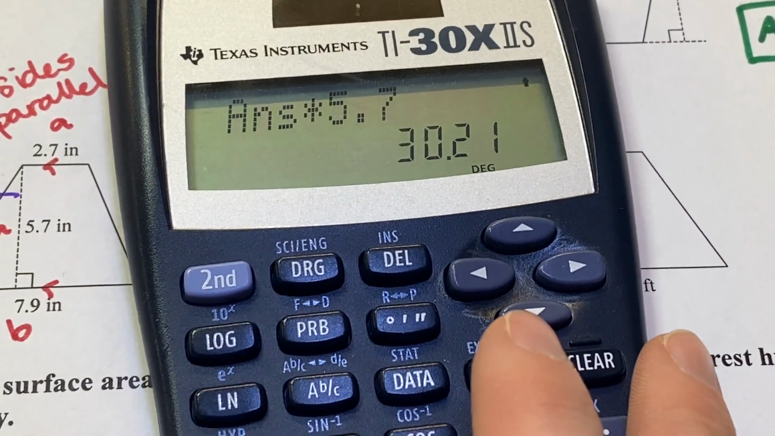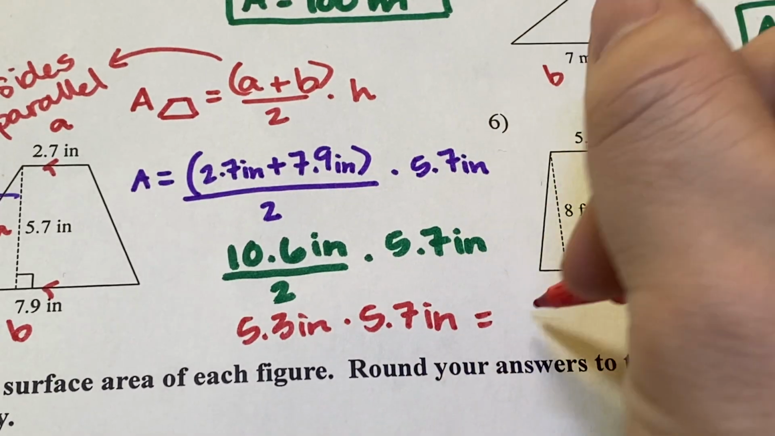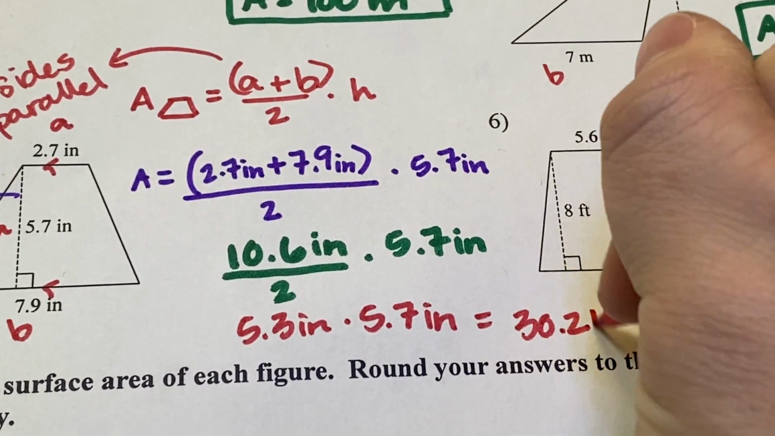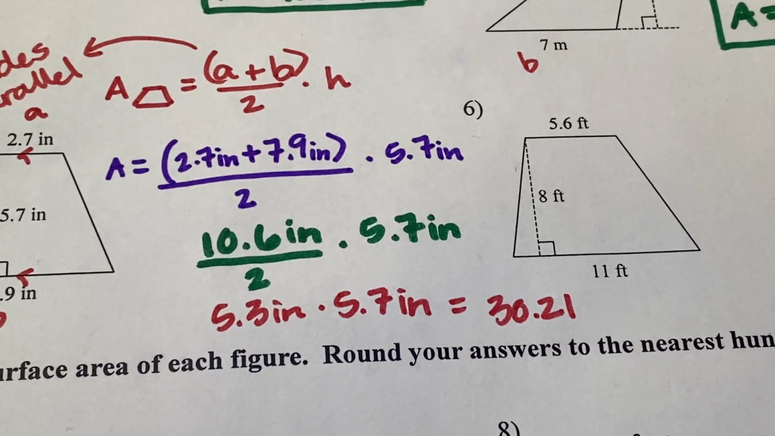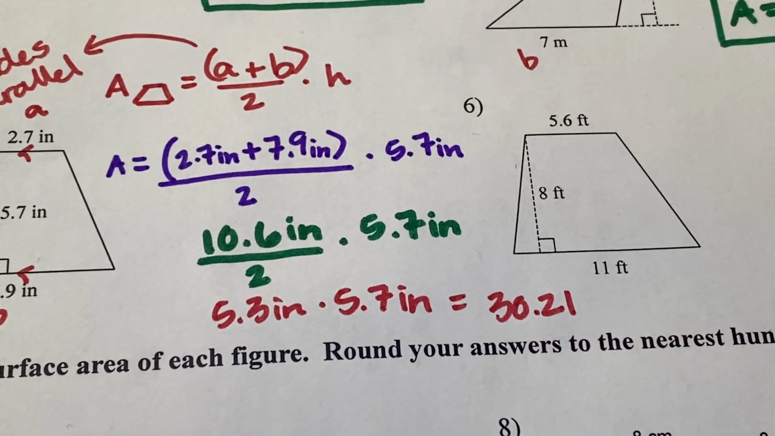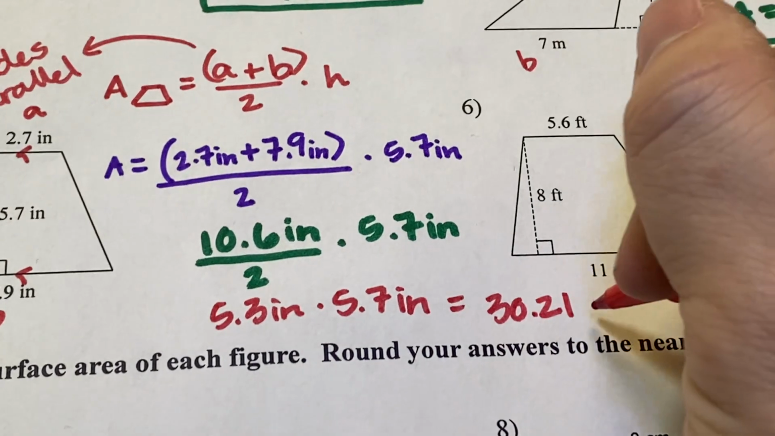And my final answer is 30.21. What are my units? Cubic? Not quite. Squared. We're still talking about area, so squared.